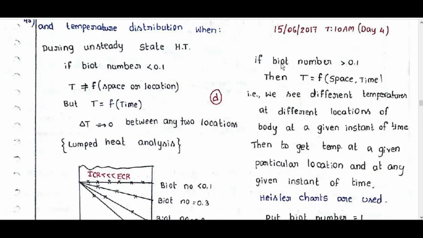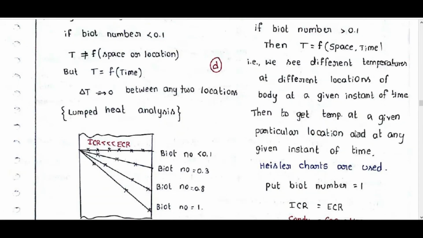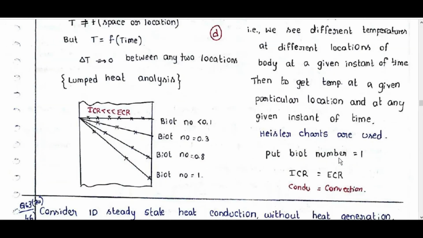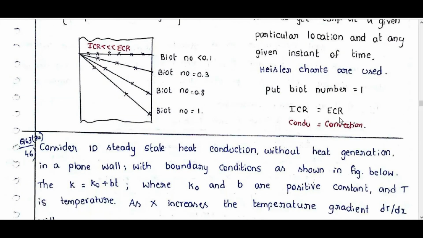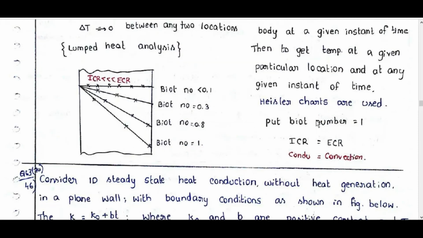Heisler chart: if Biot number is greater than 0.1, then T is a function of space and time. That is, we see different temperatures at different locations of the body at a given instant of time. Then to get the temperature at a given location and at any given instant, Heisler charts are used. Put Biot number equal to 1, ICR is equal to ECR, conduction is equal to convection.